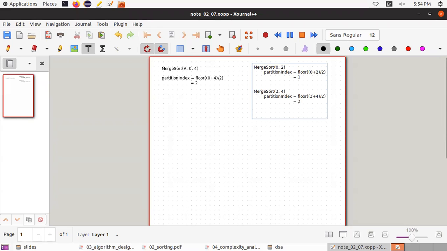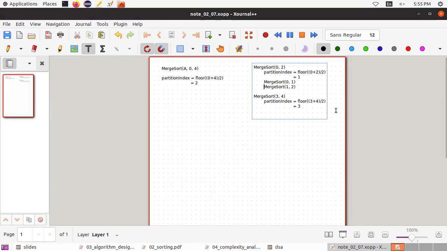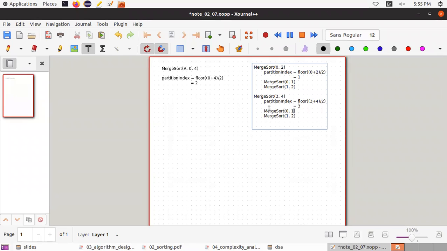Okay, so here what happens is this particular function leads to calling of merge sort of 0, 1, and this leads to calling of, excuse me, this part leads to the calling of these two functions. 3, 3 and 3, 4.